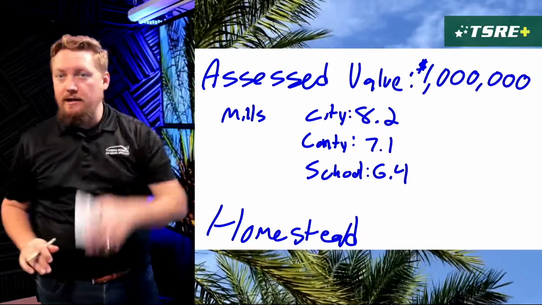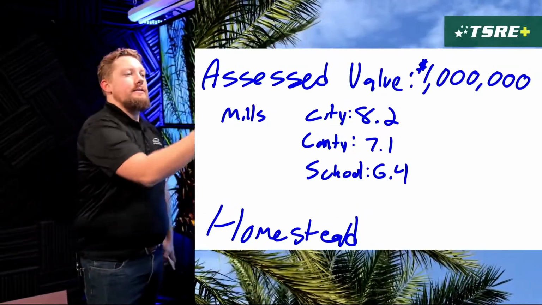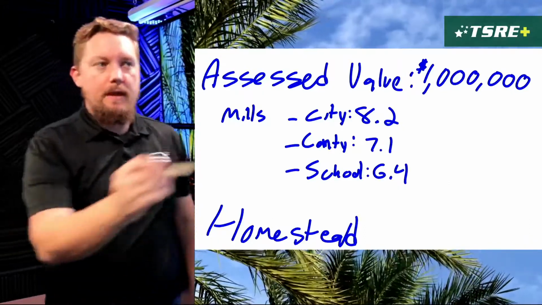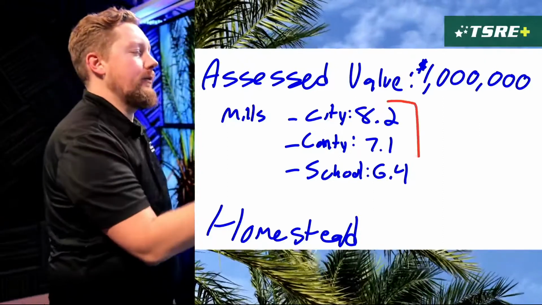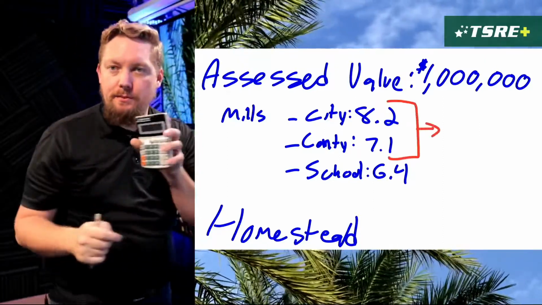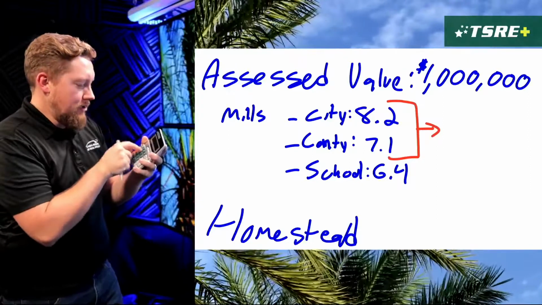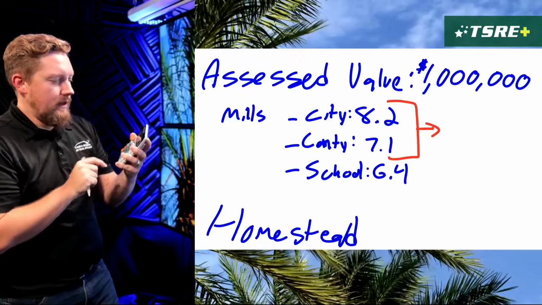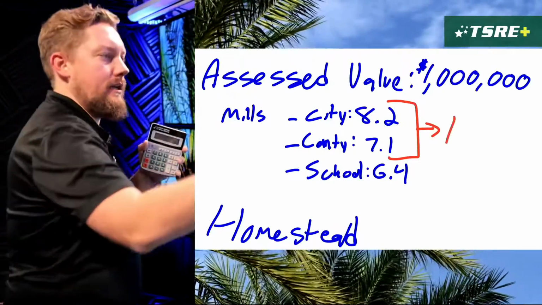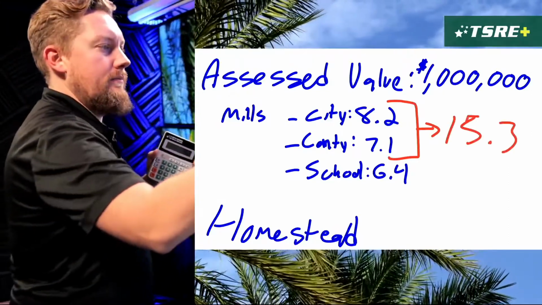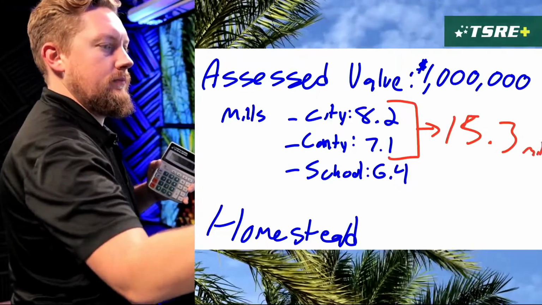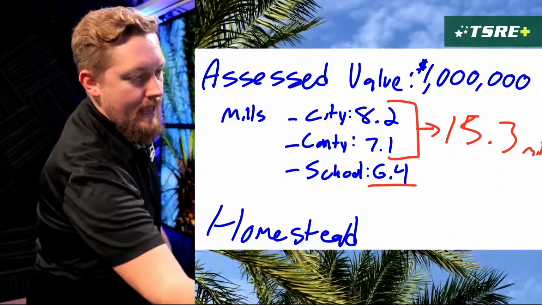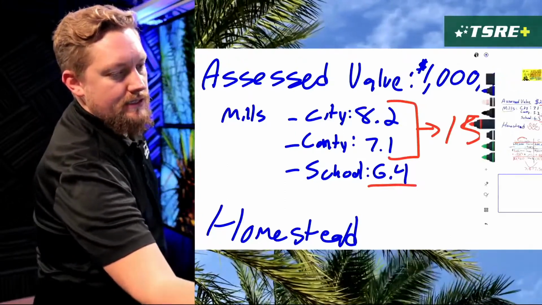So we have a $1 million property assessed for $1 million, city of 8.2, county of 7.1, school of 6.4. Now, before we go on to the next page, we already know these two, we're going to combine them. So we're going to pull out our handy dandy calculator, punch in 8.2 plus 7.1, and that's going to give us 15.3 mills. And the 6.4, we'll just leave it exactly as that, because on the next screen, we're going to solve this.